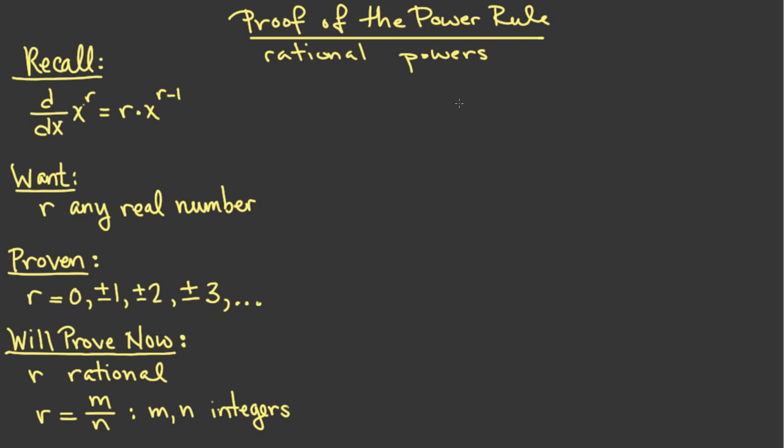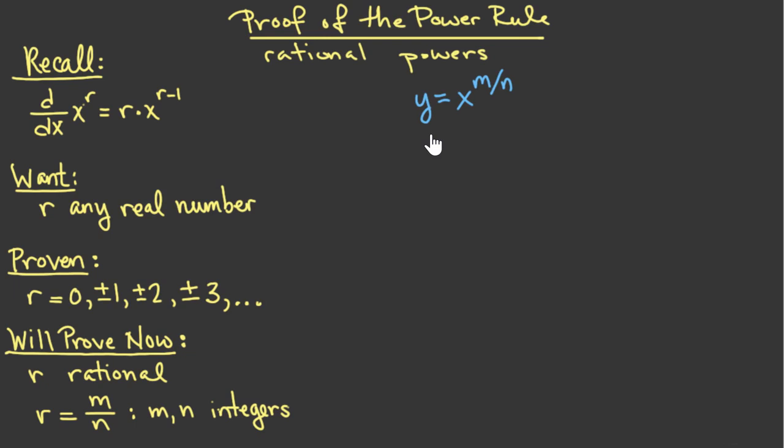So let's get started. We're going to start and say that y is equal to x to the m over n. Now, if we're giving a proof, that means I can only use things that I've already proven, which means I can only use the power rule on a variable raised to an integer power. So I'm going to rearrange this formula so that it only involves integer powers. And the easiest way to do this is to raise both sides to the nth power.